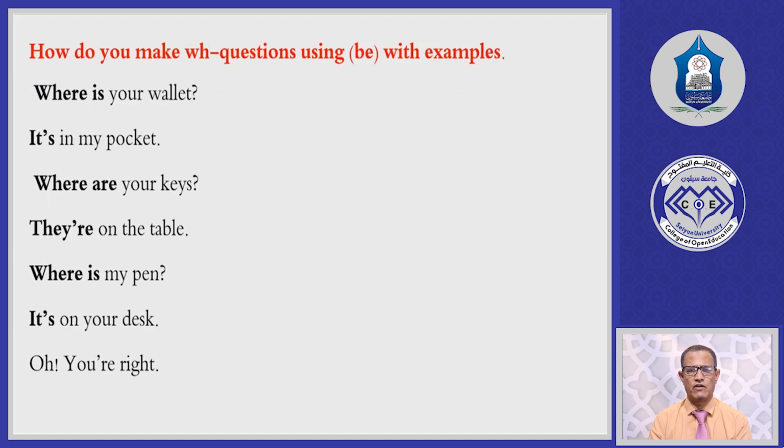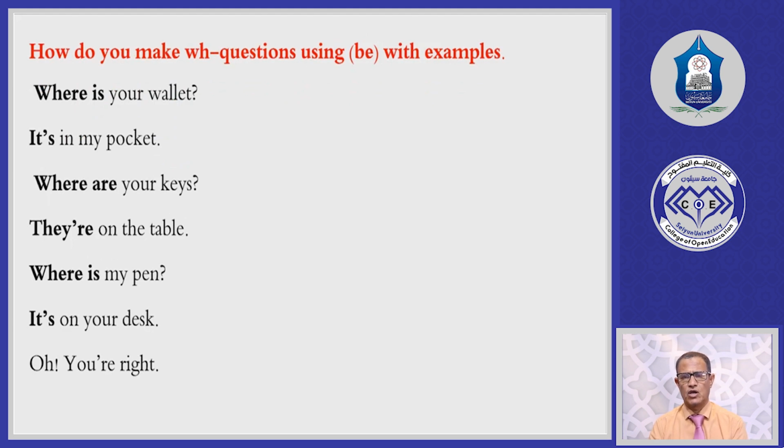For example, we have the first one, where is your wallet? So what do we use first? We have to use the WH word, which is where. And after that WH word, we have to use verb to be. Verb to be can be is or are. It is is if the subject is singular. Your wallet here is singular, so we use is. Where is your wallet? It's in my pocket.